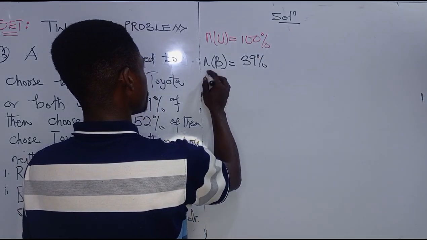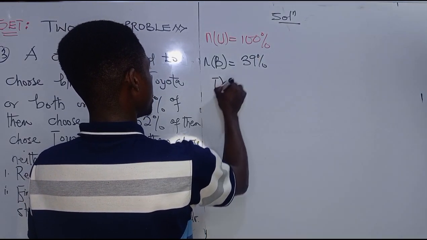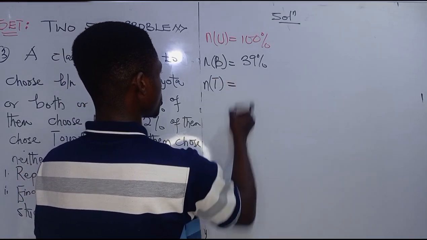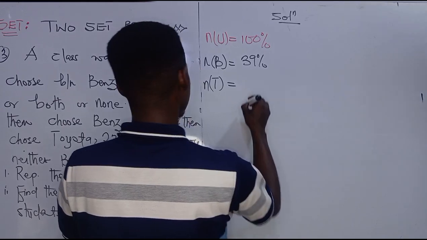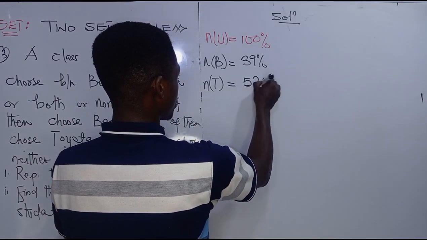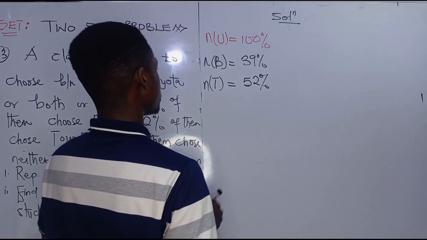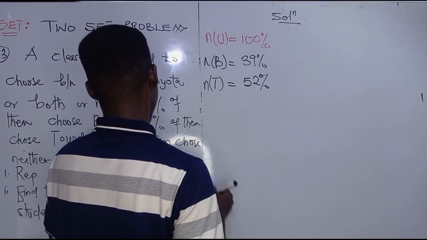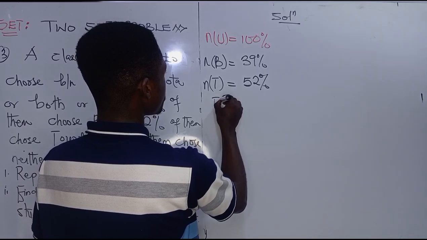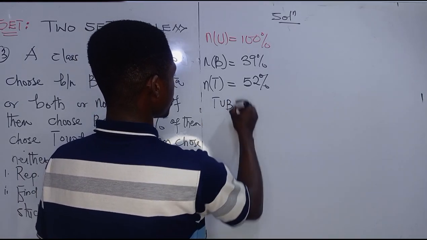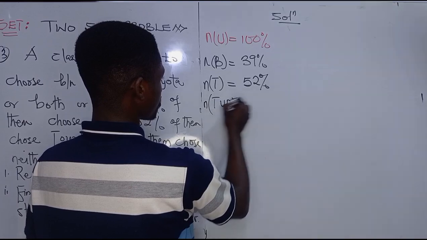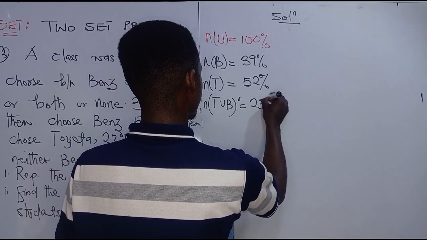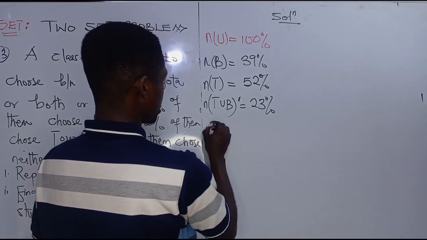And then we have, let T represent Toyota. So the percentage number of students who chose Toyota, we have how many students? 52%. 52% of the students. And then the number of students who chose neither Toyota nor Benz, we have how many students? 23%.